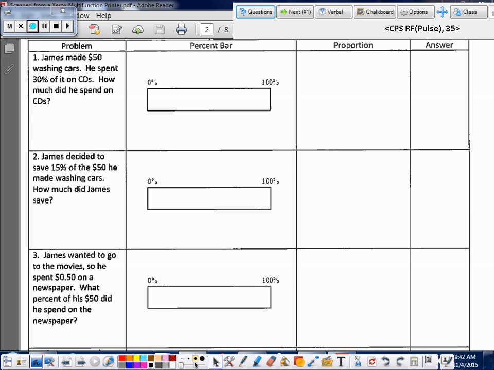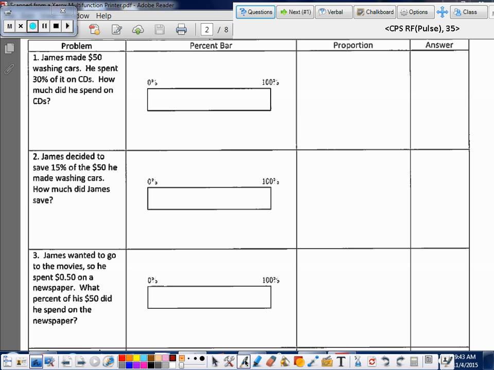So for number one, it says James made $50 washing cars. He spent 30% of it on CDs. How much did he spend on CDs? So first of all, we need to know what we're talking about. We have $50. Now, whenever we're dealing with proportions, we're either dealing with parts of stuff or the whole amount of something.